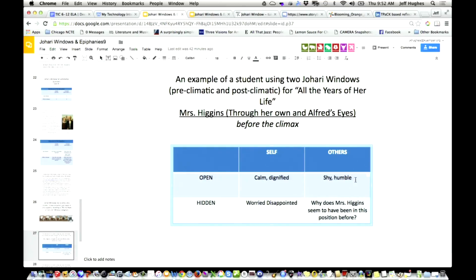Before others, she appears to be shy and humble, but here is the extrapolation or the induction. Why does Mrs. Higgins seem to have been in this position before? That was a question generated by the student. Then I would also have them provide some evidence from the story or some extrapolations to support that answer.